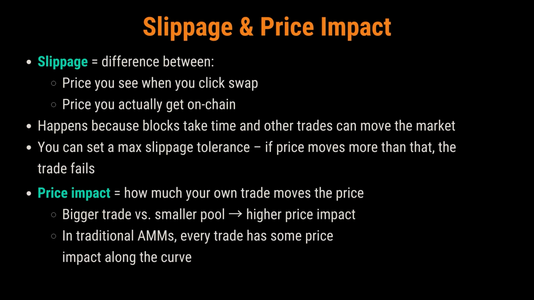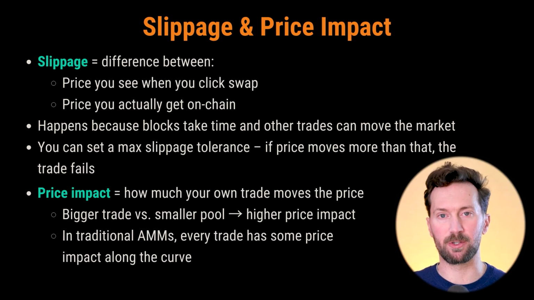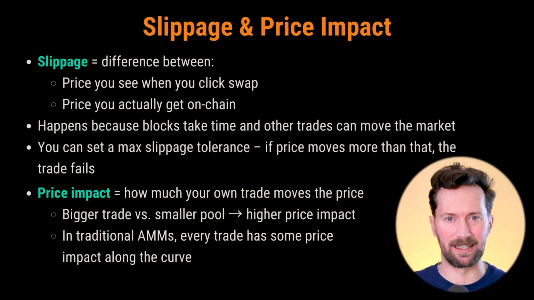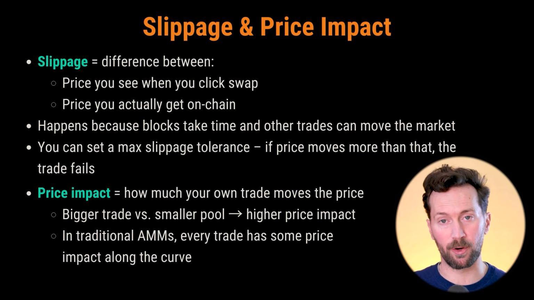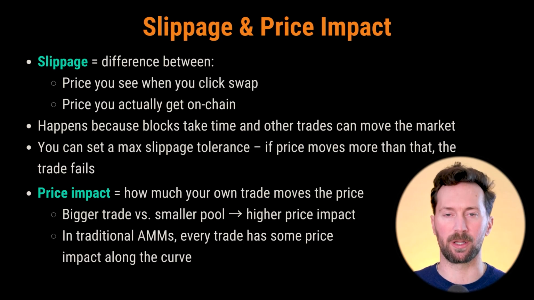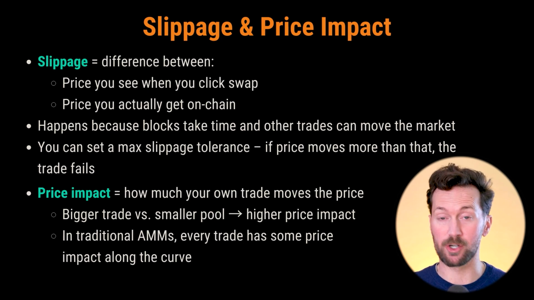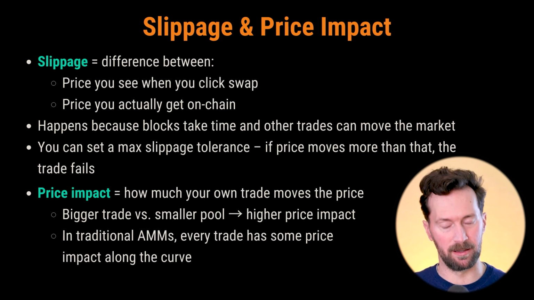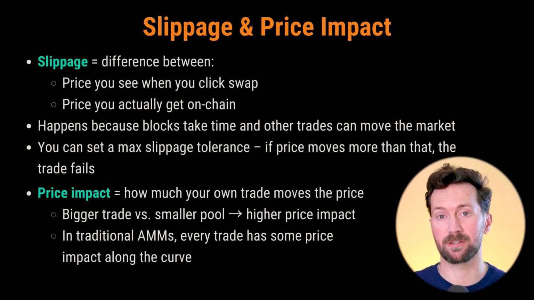Now, slippage is the difference between the price you see when you submit your transaction and the price you actually get when the transaction is executed on-chain. Because blockchains are not instant and other trades can be included before yours, the final execution price can move a bit between the moment you click swap and the moment your transaction confirms. Most DEXs let you set a maximum slippage tolerance. If the price moves more than that tolerance while your transaction is pending, the trade will fail instead of filling at a much worse price.